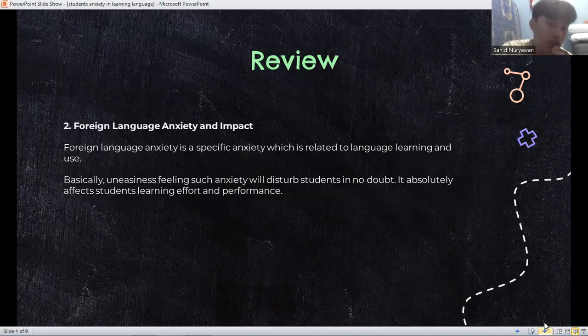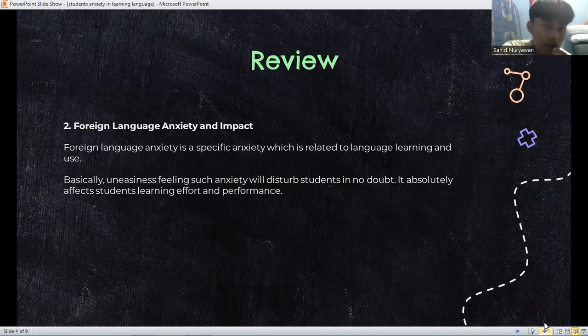Foreign language anxiety and impact. Foreign language anxiety is a specific anxiety which is related to language learning and use. According to Brown, foreign language anxiety is a feeling of intimidation and inadequacy over the prospect of learning a foreign language. The limited capabilities in the target language may drive students into communication apprehension.